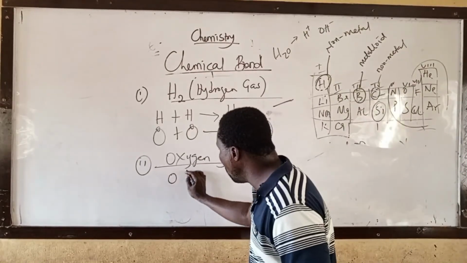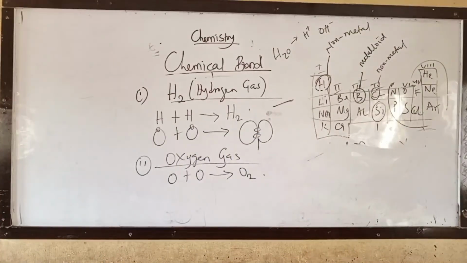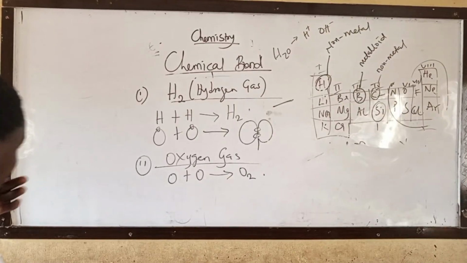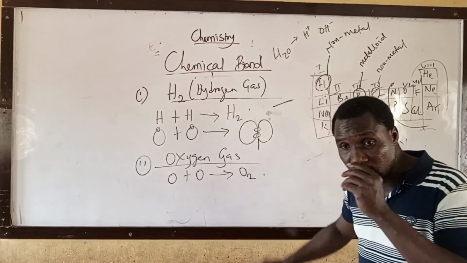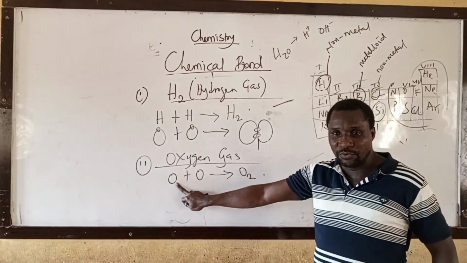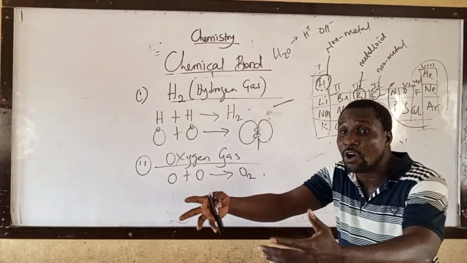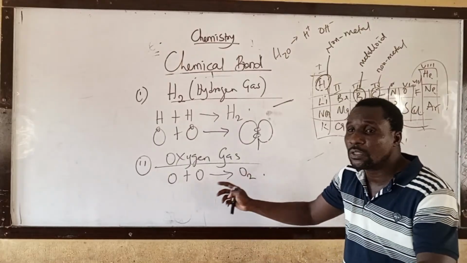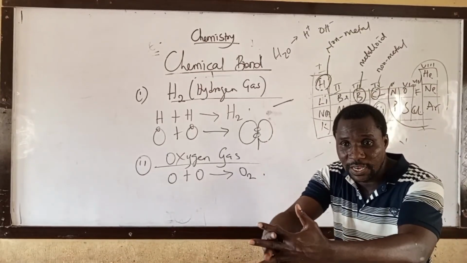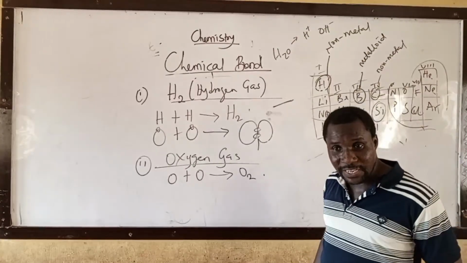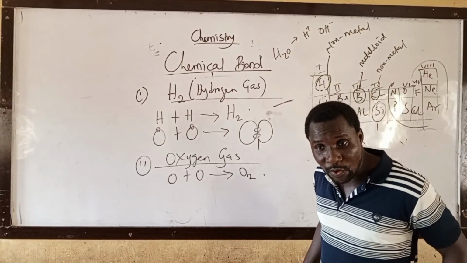Let's look at oxygen. Now this way you have O plus O to give you O2. Oxygen plus oxygen. One atom of oxygen plus one atom of oxygen to give you 2 atoms of oxygen. This one is not stable. For them to be stable, they come together and share electrons and form oxygen molecules so that they can both be stable. They share electrons, they are now stable. They lower their potential energy, they form stability, and they achieve noble gas electronic configuration.